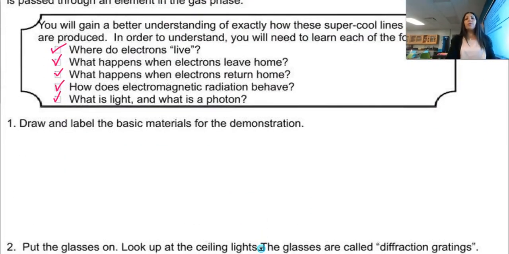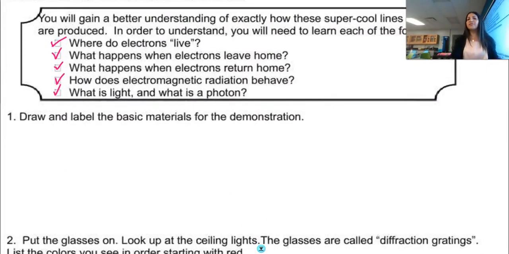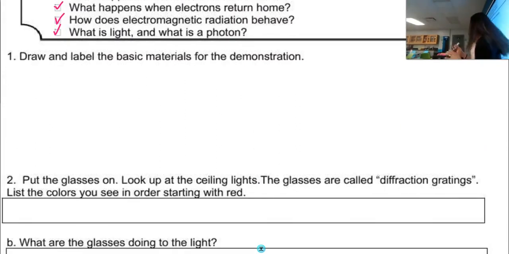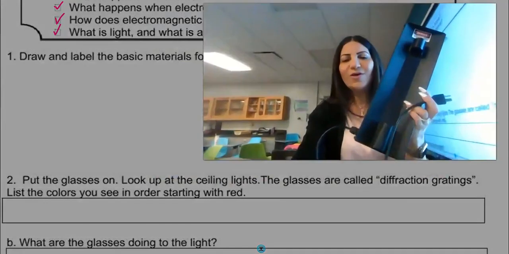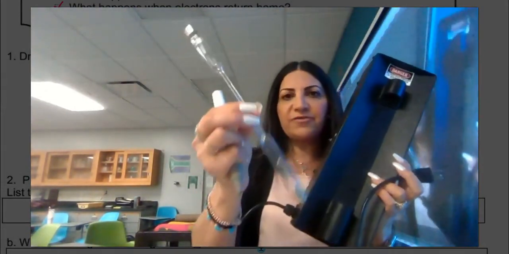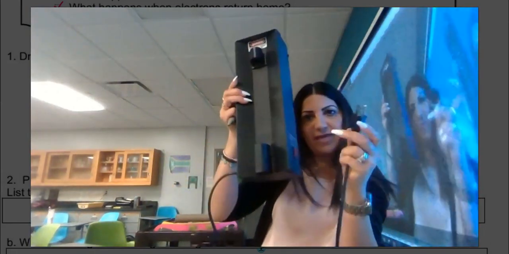Okay, so we're going to draw and label the basic materials for the demonstration here. We're going to start off by drawing this right here, and this is called the power source. I'm going to show you them first in the video, and then I will go back to normal. This is going to be our gas diffraction tube that we're going to end up drawing. And then we have our glasses, and that's pretty much it. And this does have to plug in, so we have to find an outlet to plug this into.